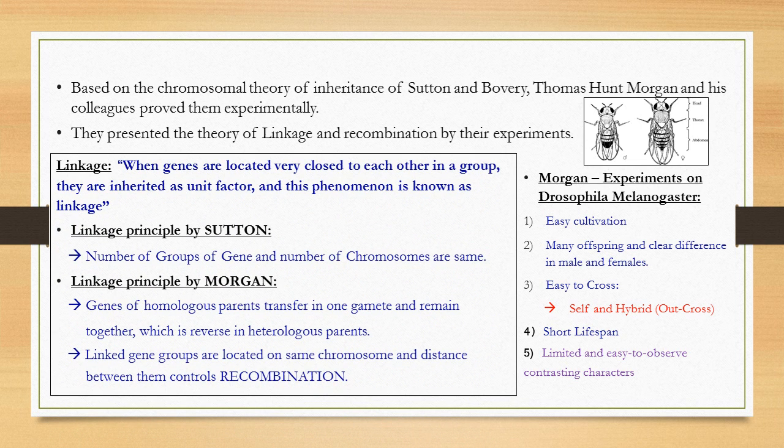Now, what is linkage? If you see the definition given here, when genes are located very close to each other in a group, they are inherited as a single unit because they are so close, and this phenomenon is known as linkage. Now Sutton proposed the principle of linkage in the following manner: the number of groups of genes and the number of groups of chromosomes are the same, but he could not mention or prove it.